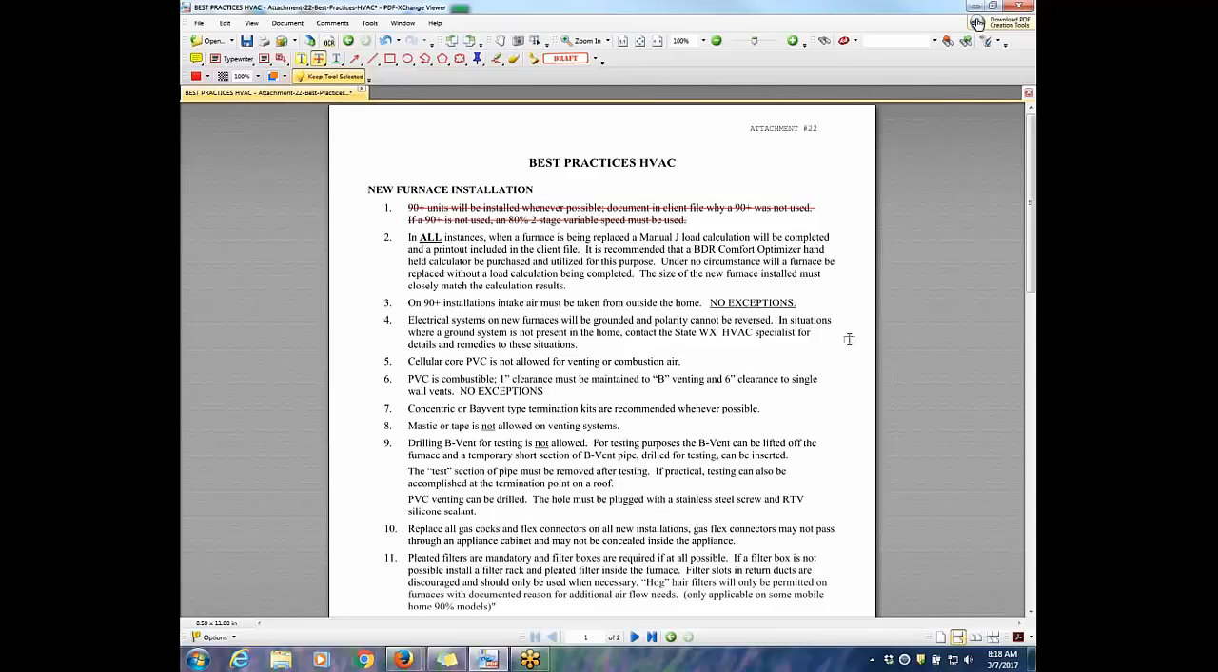Number 2: In all instances when a furnace is being replaced, a manual J load calculation will be completed and a printout included in the client file. Our field guide actually covers that, again, on page 235. It says you'll use manual J or equivalent. I'm just fine with the NEAT audit. I believe it's equivalent, especially where Turner has been working with the auditors to ensure that every component of the house gets put in there.